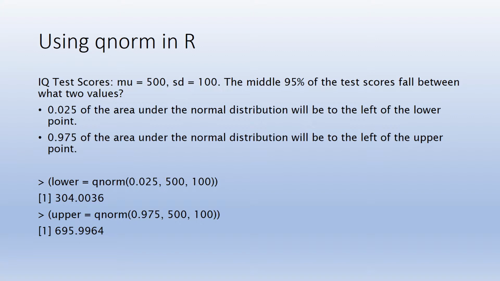So using p equals 0.025 and p equals 0.975 with qnorm solves the question. The middle 95% of the scores fall between 304 and 696 rounded.